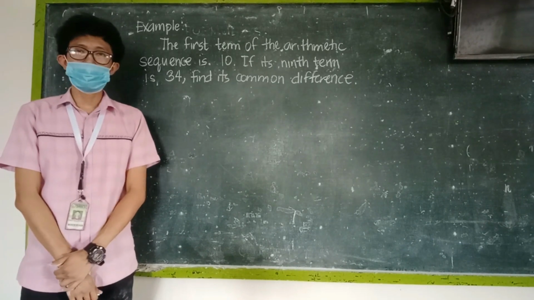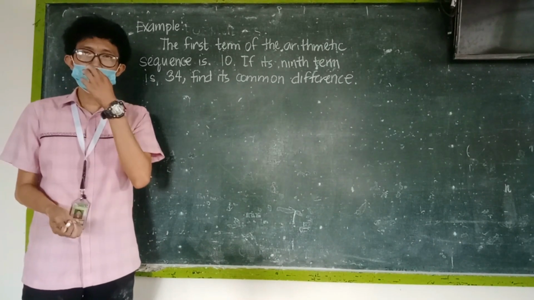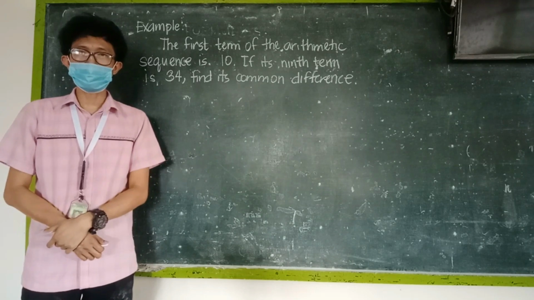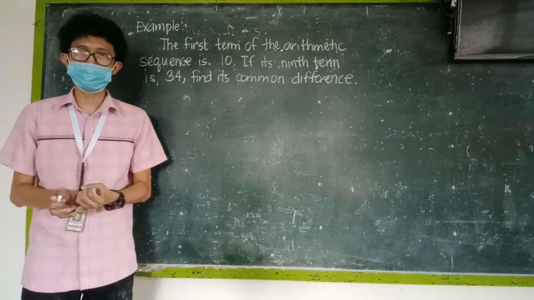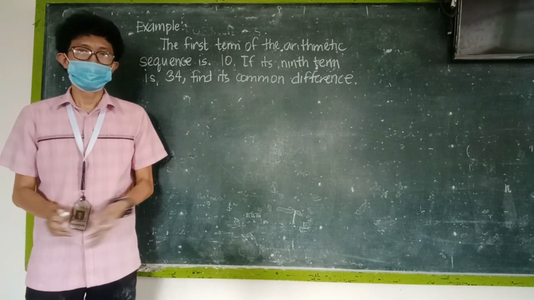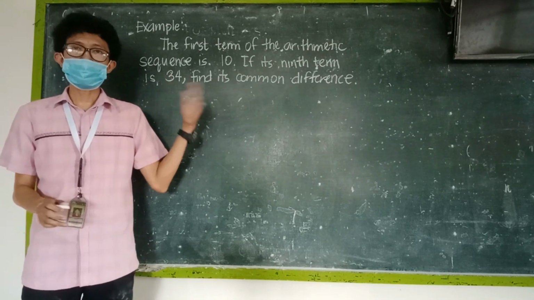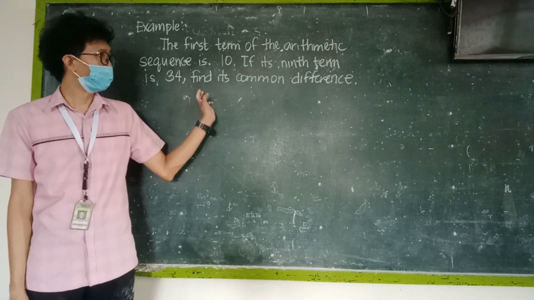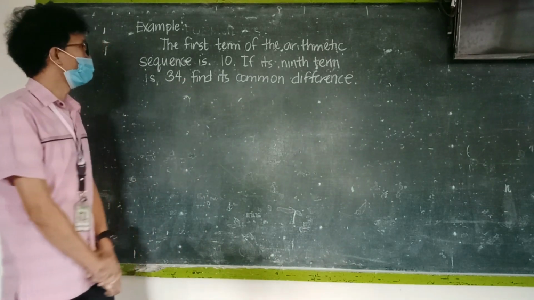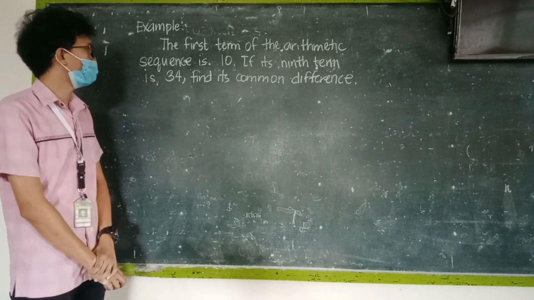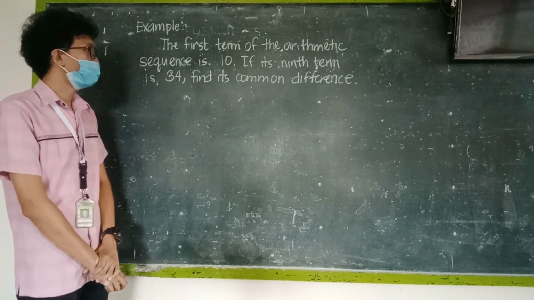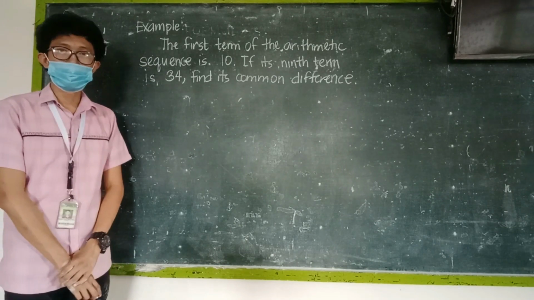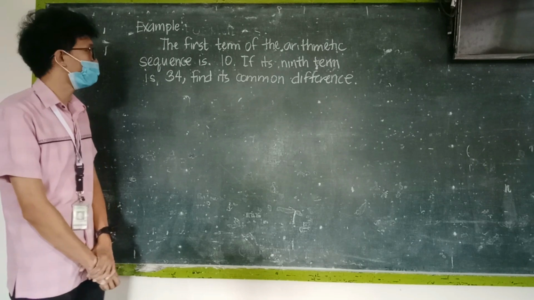So, now, meron tayong example dito kung saan gagamitin natin yung mga na-derive natin na formulas kanina, yung pagkuha ng A sub 1, n, at saka ng D. So, titignan muna natin ang problem kung ano yung hinahanap sa problem na to. So, we have an example here. The first term of an arithmetic sequence is 10. If its ninth term is 34, find the common difference.